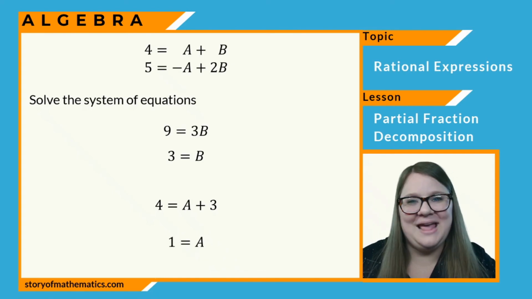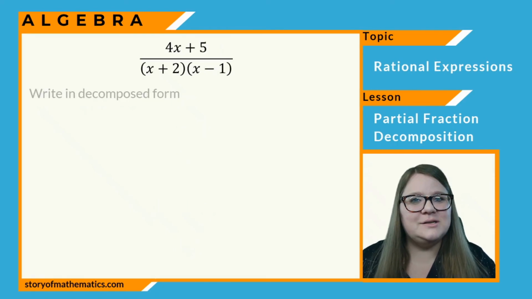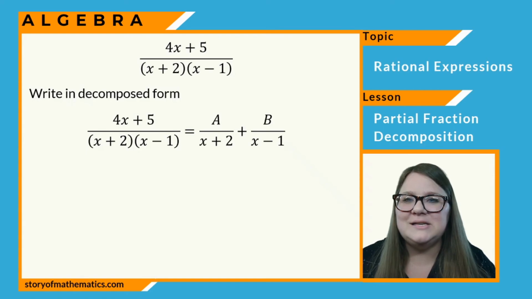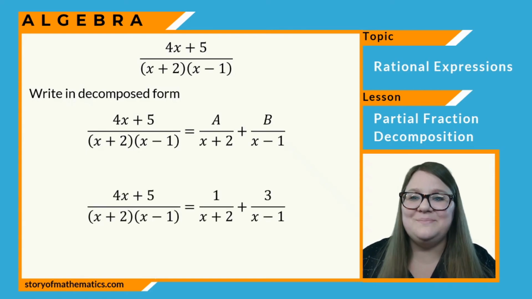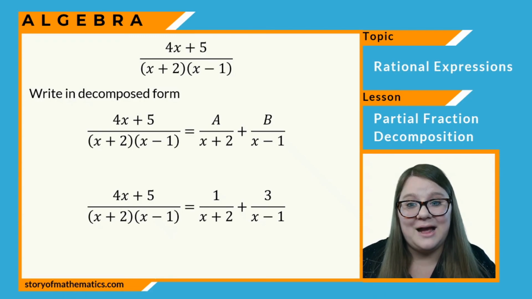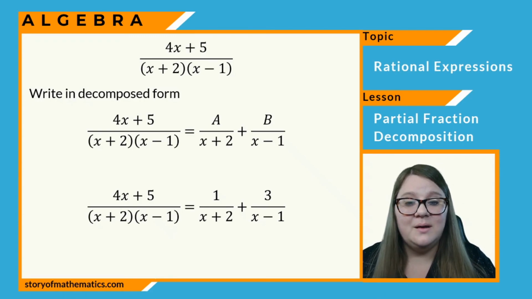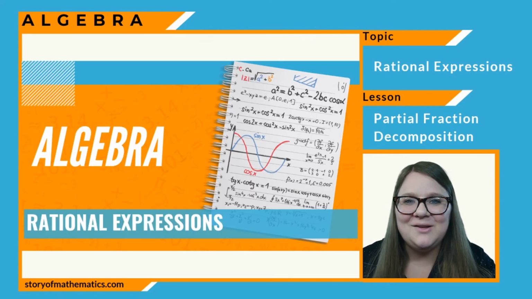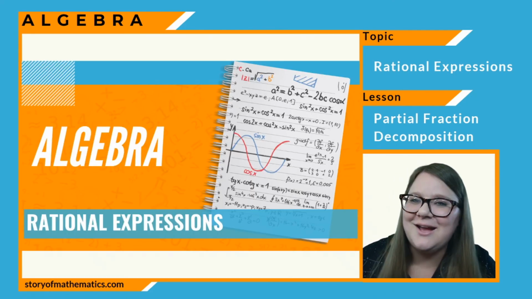Well, now that I know my A and my B value, I'm going to go back to that decomposed form that I'd written out before. But now I'm going to replace the A with 1 and the B with 3. So now I can see that 4x plus 5 over x plus 2 times x minus 1 can be decomposed into the fraction 1 over x plus 2 plus 3 over x minus 1. And that is how you work with partial fraction decomposition.